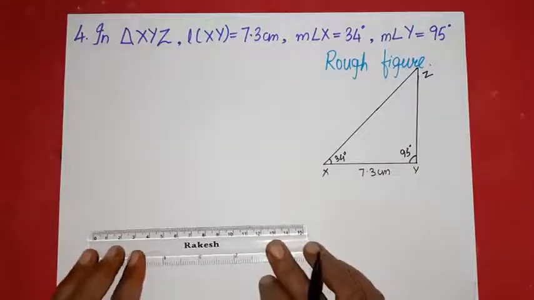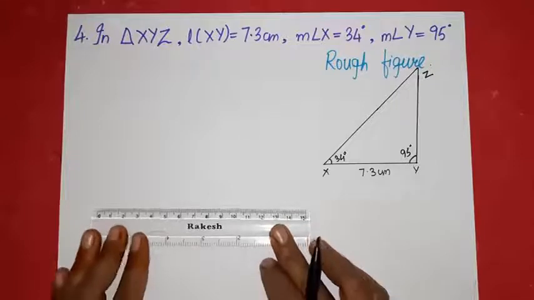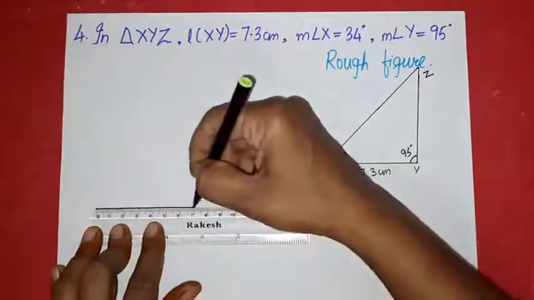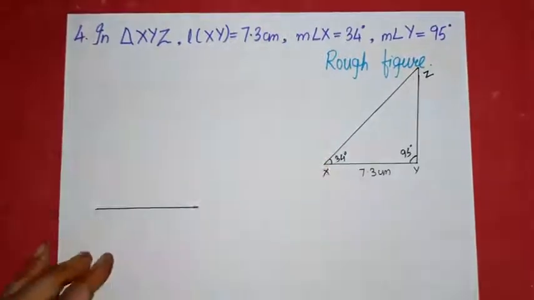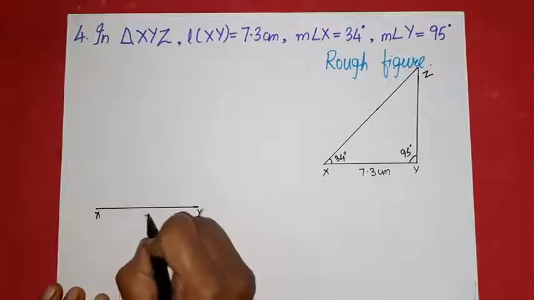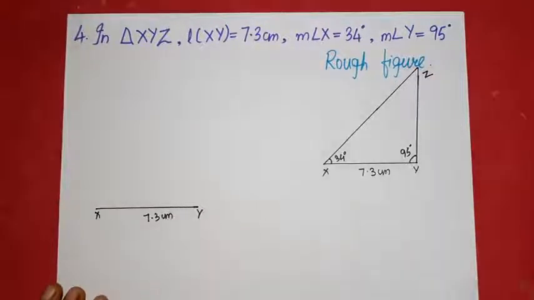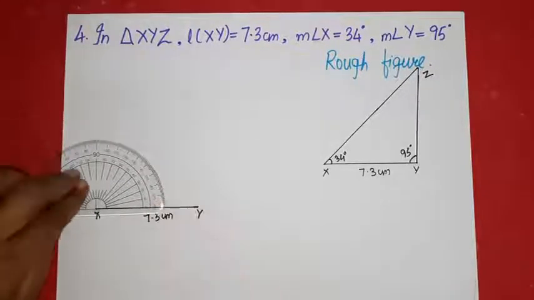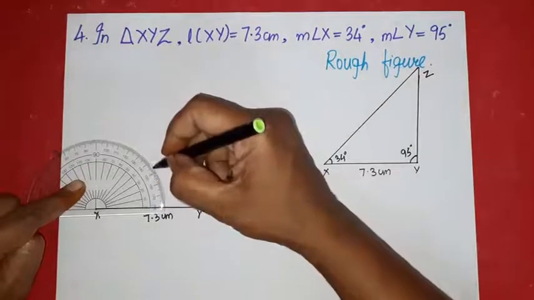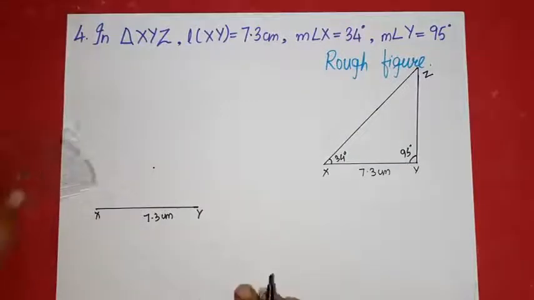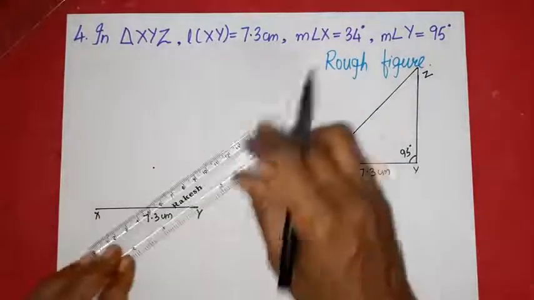First we will take segment XY of 7.3 centimeters. Start from 0, 7.3 is 7 centimeters and 3 millimeters. Now write the measure of this segment and the names of the endpoints. Now we have to draw 34 degrees at the vertex X. So put the protractor on the vertex X, 34 degrees, that is 30 from the left, 30 and 4 little degrees here. Now join this.